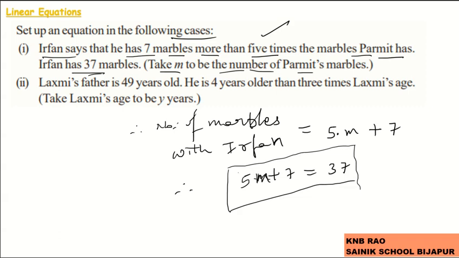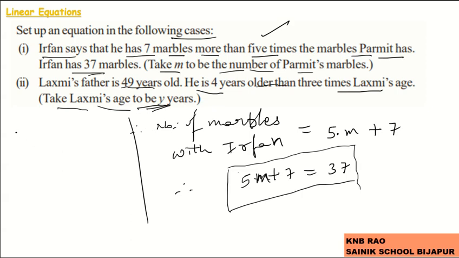Then in the case of the second question, Lakshmi's father is 49 years old. He is 4 years older than 3 times Lakshmi's age. Students, the hint here is we need to know Lakshmi's age, which is not given. So let us consider that as some y years.